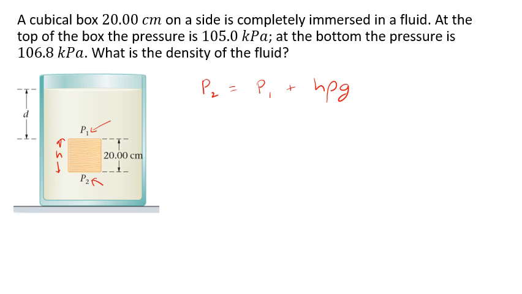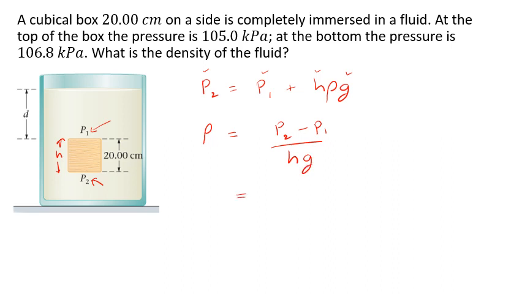So if you look at these numbers, we know the pressure P2, we know the pressure P1, and we know the height of the column. The height of the liquid column equals the side of the box here. So h is 20 centimeters for this example, and g is the gravitational acceleration constant. Here the only unknown quantity is rho, the density of the liquid. If you write the relation for rho, it equals (P2 minus P1) divided by h g, and now you can substitute the numbers.